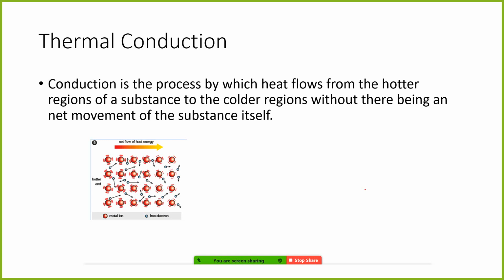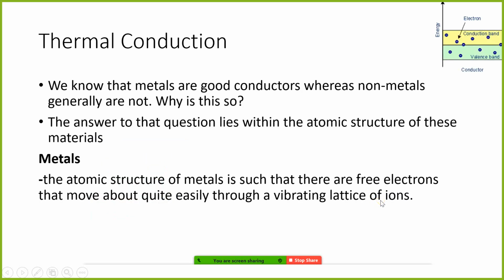Cool? But know this information, of course, it's very important for us to have that knowledge in the back of our heads. All right. So we know already that metals are good conductors, right? Whereas non-metals are generally poor conductors of heat, right? But why is it so?